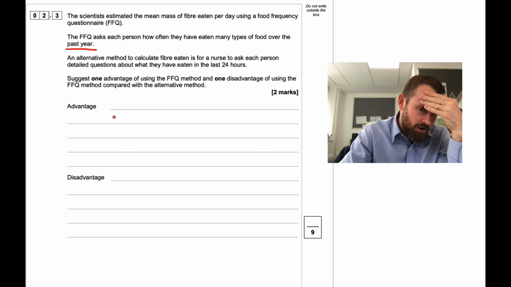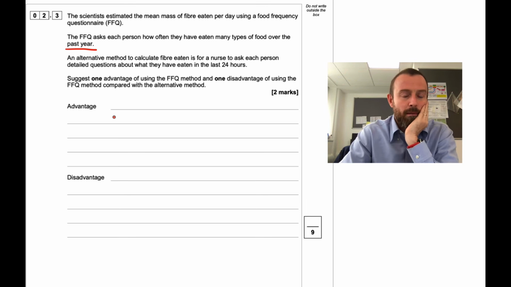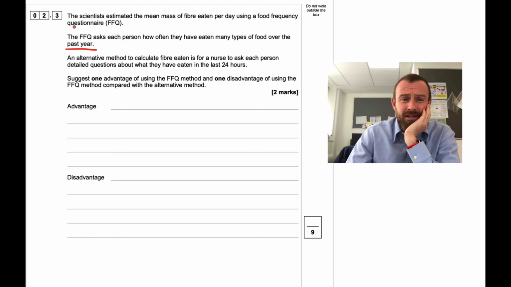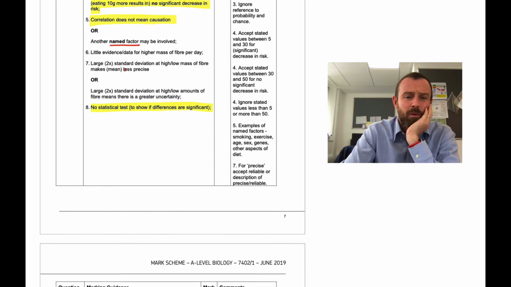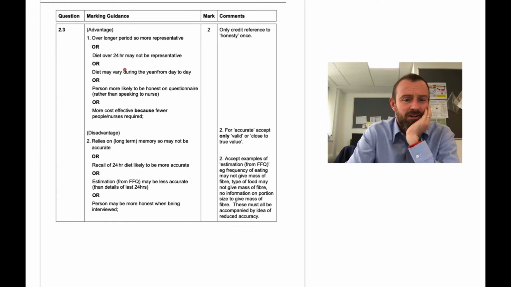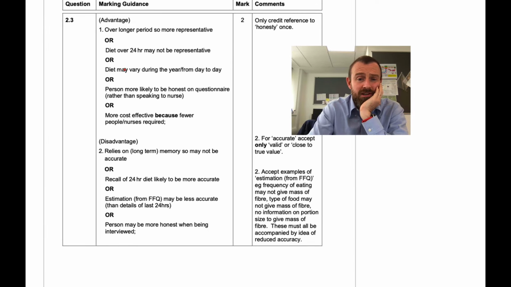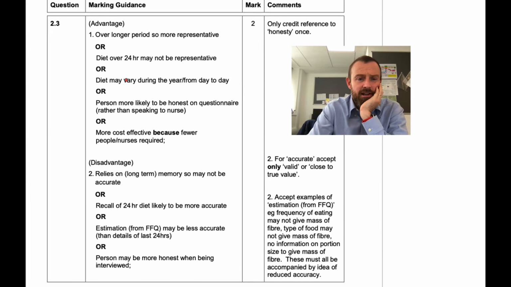Disadvantage is obviously that I cannot remember what I've eaten accurately over the past year. I'm not sure I would be able to give a sensible estimate of what foods I've eaten and how frequently I've eaten them. I just think it would be way off, to be honest. So let's see what the mark scheme says. Would I have got marks for saying that?